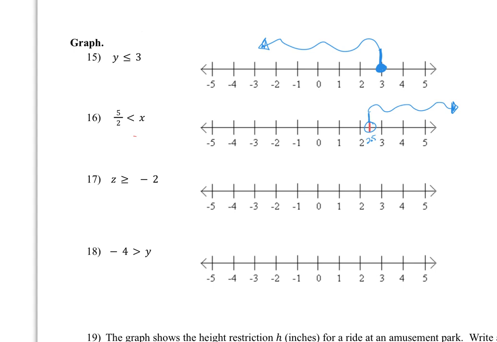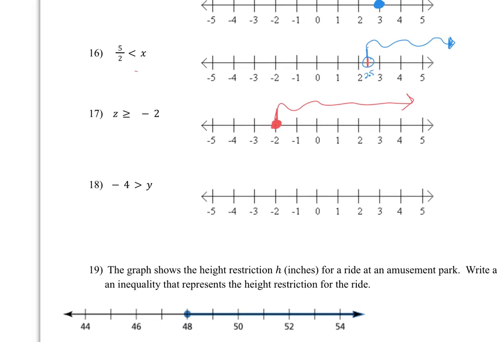What about number 17? Open or closed circle? Closed on what number? -2. Awesome. You guys rock. -2, closed circle. Got it. Are we shading to the left or to the right? To the right. Let's see. If I choose any one of those, I'm going to pick 0, okay? Because it's right there, right? 0 is greater than or equal to -2. Yes, that's true. That works, okay? I don't have to test a lot of points, just at least one to make sure I'm right.